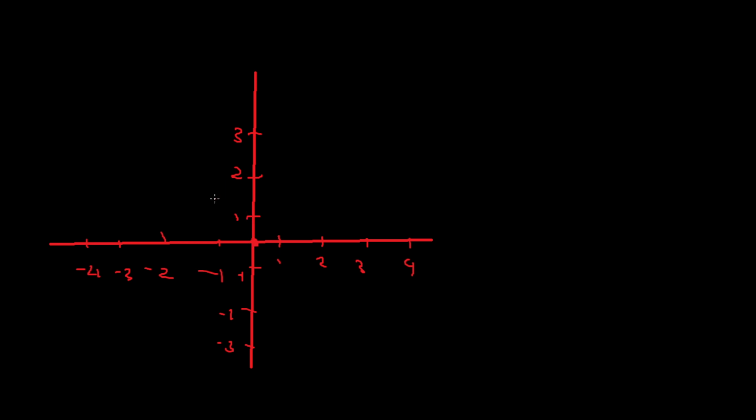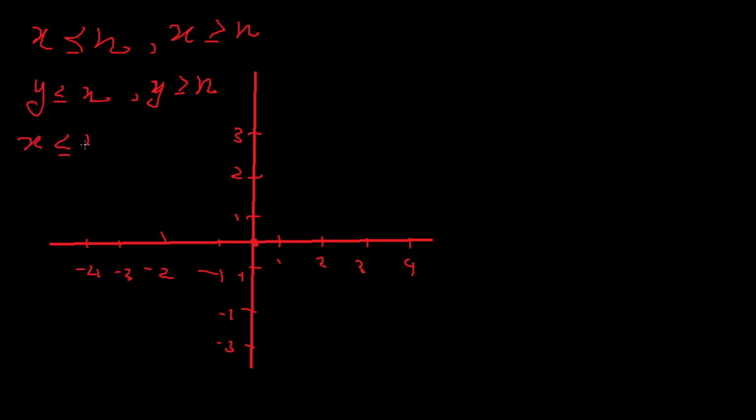So there are mainly 3 types of inequalities in graphs. x greater than a number or equal to, or x less than a number. We also have y. And we also have both, which is going to be something like this. Basically these are the graphs that we can find.